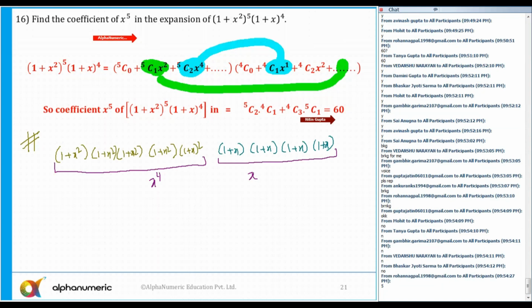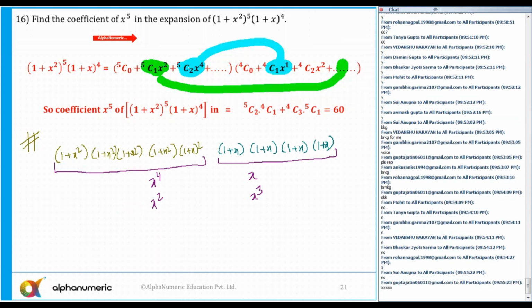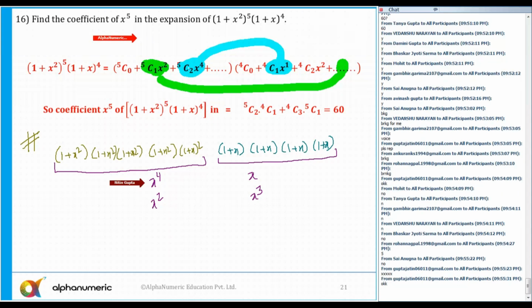Because remember here, the terms will always be of an even power, like x square, then x raised to the power 4, and so on. Any other possible combination to get x raised to the power 5? Please tell me now. No, to get x raised to power 5 there is no other combination possible.